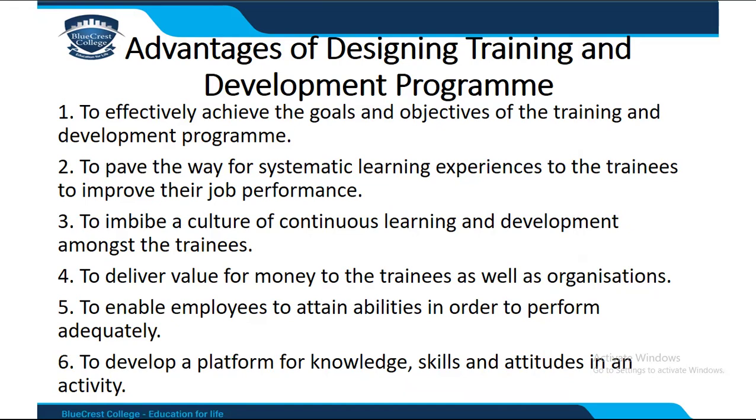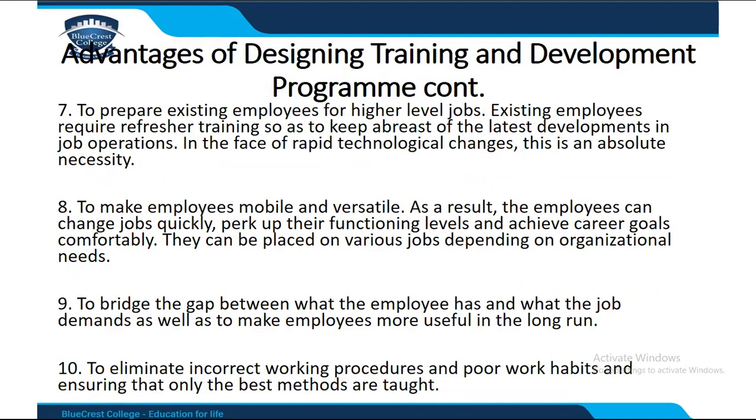The fifth advantage is to enable employees to attain abilities in order to perform adequately. If you design a training program very well, you are able to tailor each training for the needed participants in a way that helps them to attain their abilities so that they can perform well on the job. Number 6, it helps to deliver a platform for knowledge, skills, and attitudes in an activity. You design a program, you help people to develop specific skills, knowledge, and attitudes in that activity.